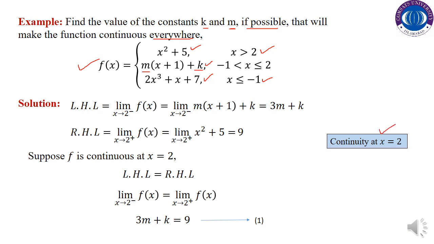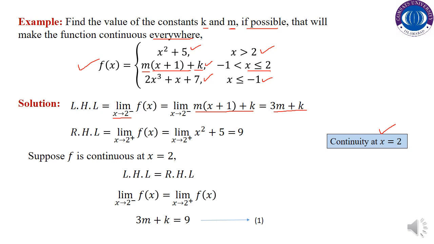उसके लिए हम पहले लेफ्ट हैंड लिमिट लेंगे at x is equal to 2. लेफ्ट हैंड लिमिट के लिए हमारे पास फंक्शन क्या होगा? लेफ्ट हैंड लिमिट के लिए हमें देखना है कि x is less than 2 कहाँ पे है. ठीक है, तो ये आपके पास फंक्शन है for left hand limit as x approaches 2. ठीक है, तो ये हमने फंक्शन लिखा, इसमें आपने लिमिट अप्लाई की, x की जगह 2 पुट करें. So we have left hand limit 3m plus k.